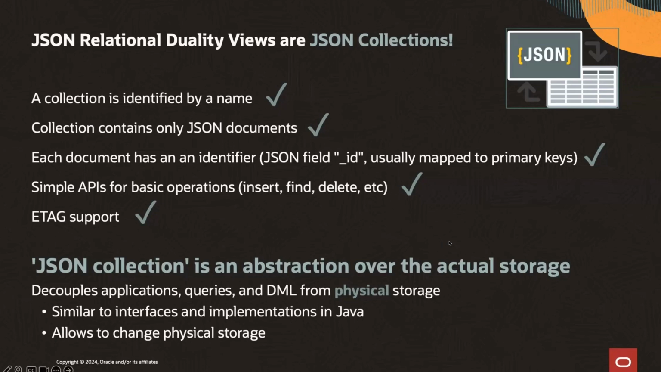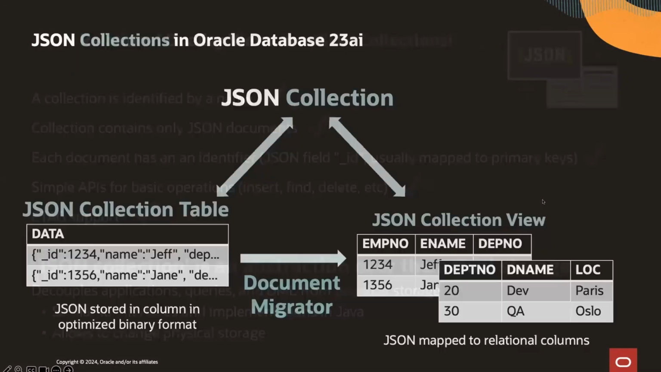So what this means as a conclusion is JSON collection is really an abstraction over the actual storage. It's similar to Java, where you define an interface and you work against the interface, and then you can have different implementations of the same interface. It's the same here with JSON collection. So you can say, for this new project, I really want to use JSON. I write it against JSON collection APIs, either SQL or Mongo API or SODA. But then I still can choose whether I want to store the data as JSON on disk, so use a JSON collection table, or if I want to map it to relational tables. And you can even change the storage as you go.